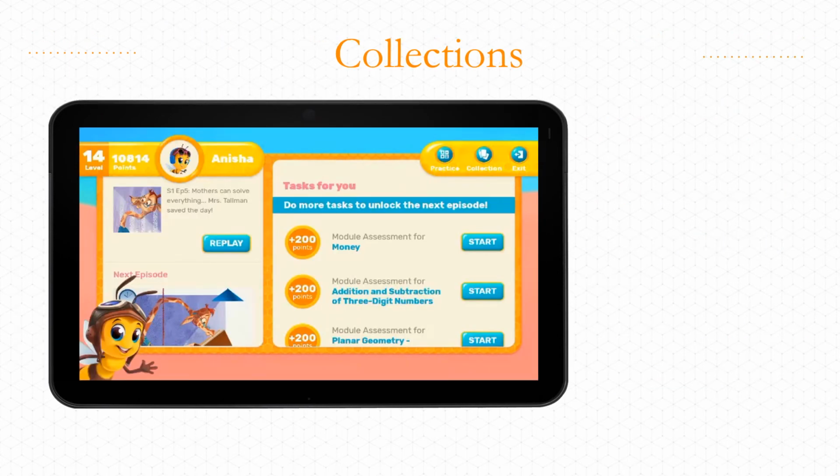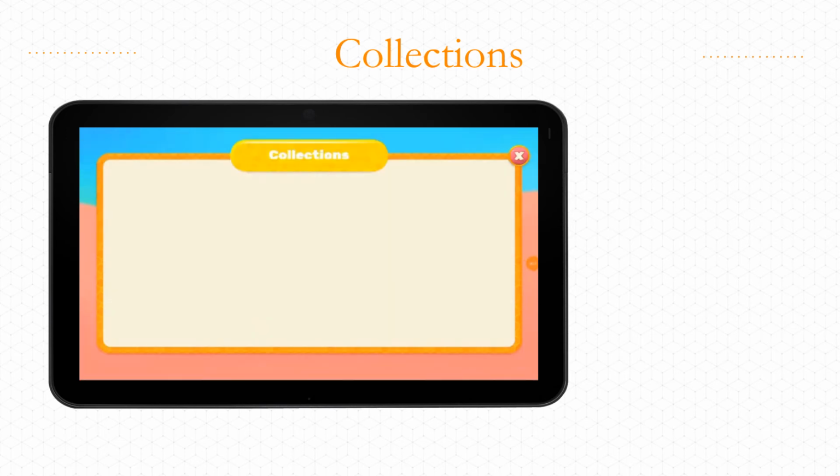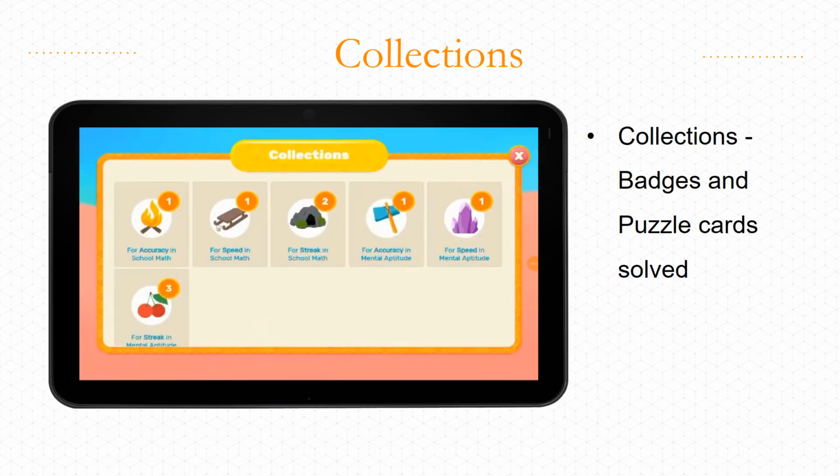The student can check the collections made by him during various tasks in that episode. This can be done by clicking on the collection tab situated in the top right corner within his profile. Collections are a combination of badges earned during the task and the reasoning cards solved by the student.